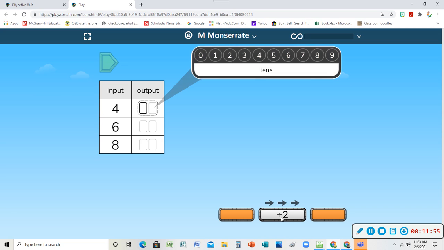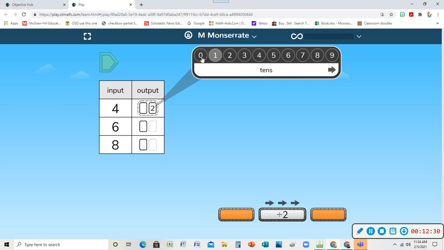All right, so here I'm going to put in something, and I'm going to get out something. It's going to tell me what to do, divide by 2. So 4, if I divide by 2, I will get 2. Oops, it put it in the tens place, and I do not want it in the tens place. I want a 0 in the tens place. I want a 2 in my ones place and nothing in my tens place. All right, so 6 divided by 2. I want a 3, right? 6 divided by 2.